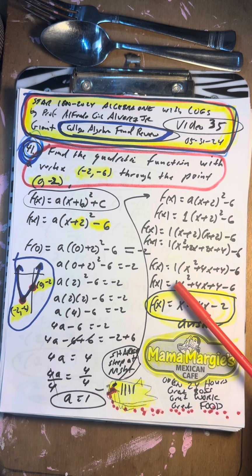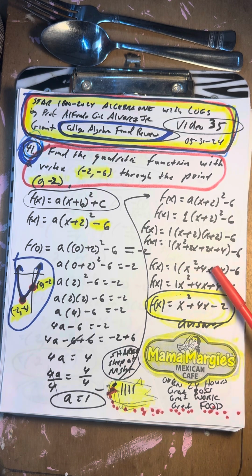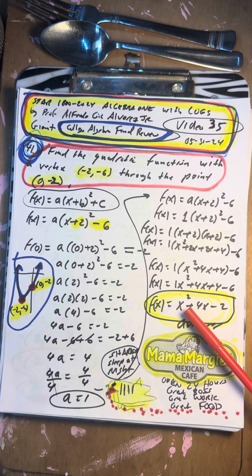1 times that, same thing. 1 times that is 4. But we have 1x squared plus 4x plus 4 minus 6. 1x squared, just x squared. Plus 4x and minus 2. That's it, we're done. Okay.